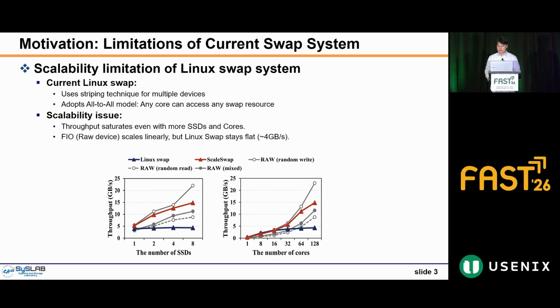However, the default Linux swap has a big problem. It does not scale well when we use many CPU cores and many SSDs. Even with multiple SSDs, Linux swap still has many shared locks. So many cores spend time waiting instead of doing real work. That's why SSD performance can scale, but Linux swap throughput stays almost flat, around 4 gigabytes per second. So our main issue is the swap design in the OS.